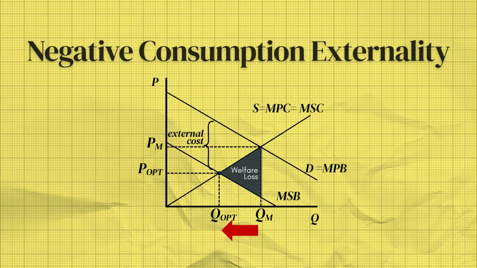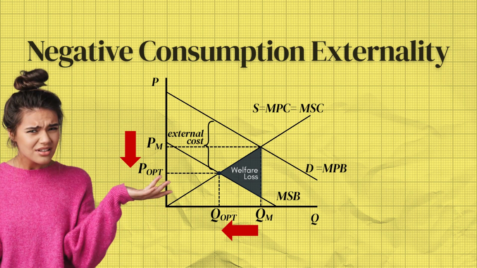But notice that the price also drops. What's up with that? Wouldn't society want a higher price to discourage people from smoking? Yes, the socially optimum price is lower than the market price. This illustrates that the good is overvalued in the free market. Society doesn't value the good as much and therefore thinks the price should be lower.